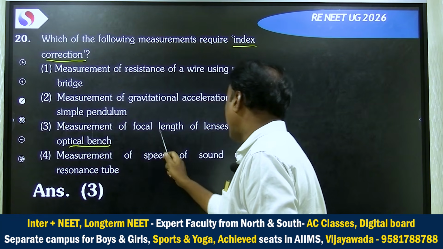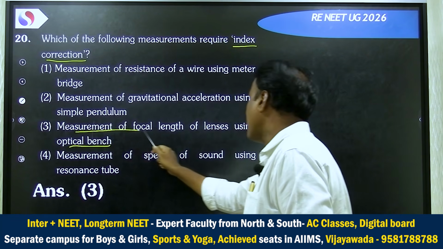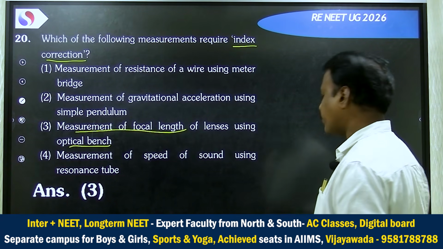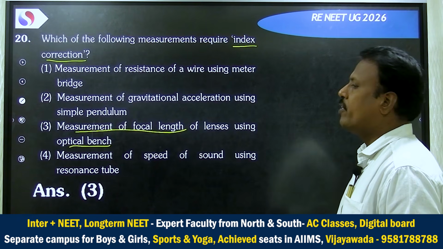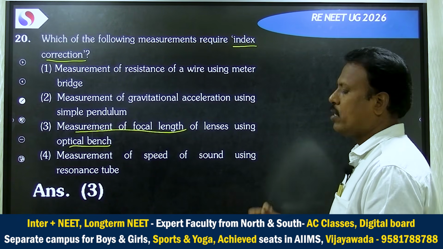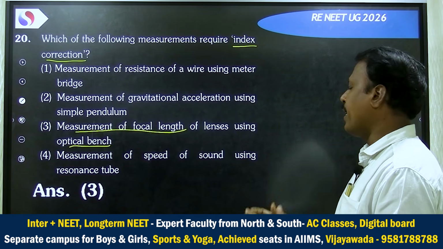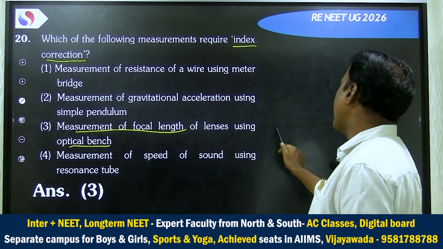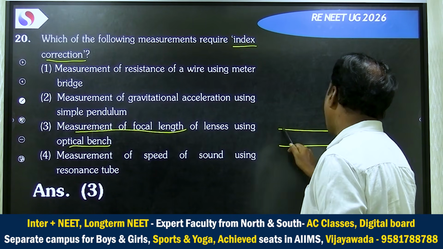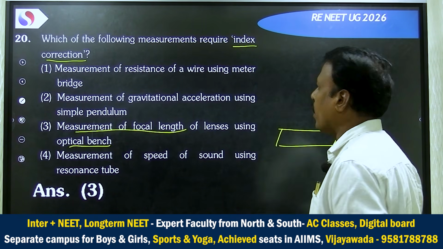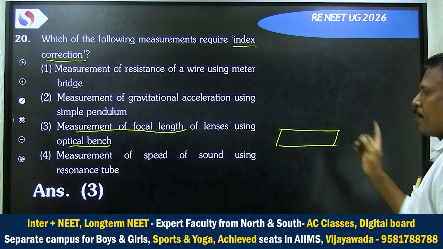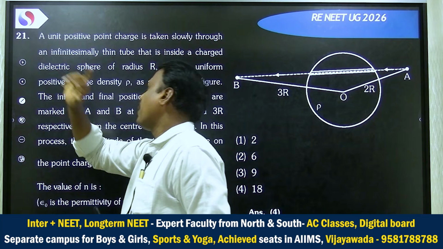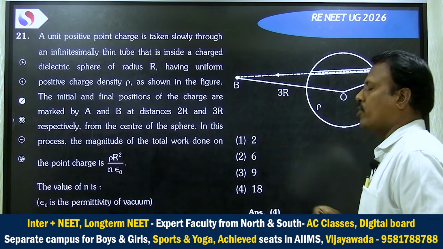Optical bench. In your physics darkroom experiments, determination of focal length of lenses and mirrors, there is a bench called optical bench, and on the same bench we have the source, screen, light, whatever, the lens places, mirror places, etc. So on the big optical bench, whatever corrections we make, we call index corrections or bench corrections. That's why it is from practical physics. Beware of the practical knowledge also to answer questions like this.